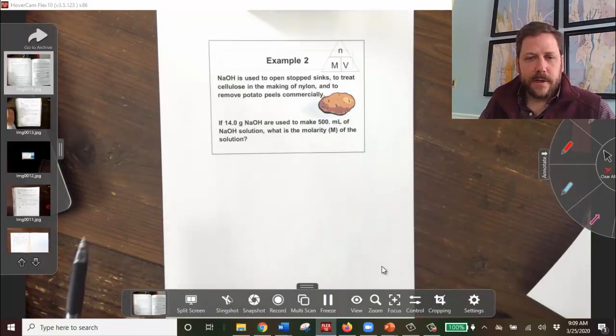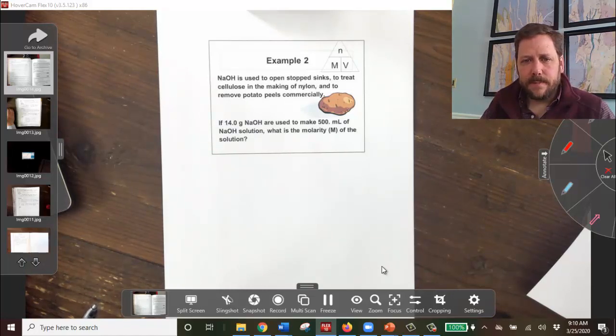So let's take a look at a second example. This is also in the PowerPoint that is posted online. But you can pause the video right now. It'd probably be best to try this problem on your own first. And then when you're ready to see the solution, go ahead and unpause the video.